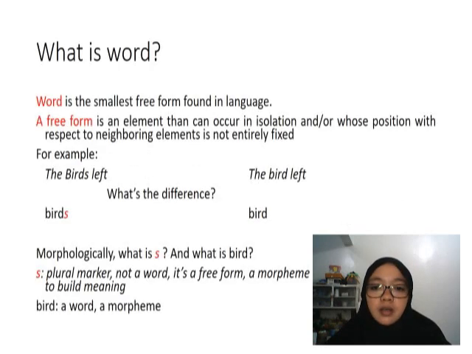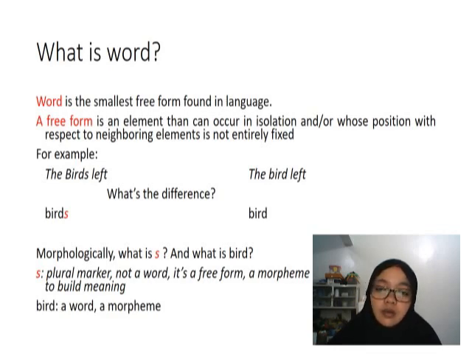I will refresh first about what I told you last meeting. Okay, what is actually a word? A word here is the smallest free form found in language. What is actually a free form? A free form here is an element that can occur in isolation, or whose position with respect to neighboring elements is not entirely fixed.